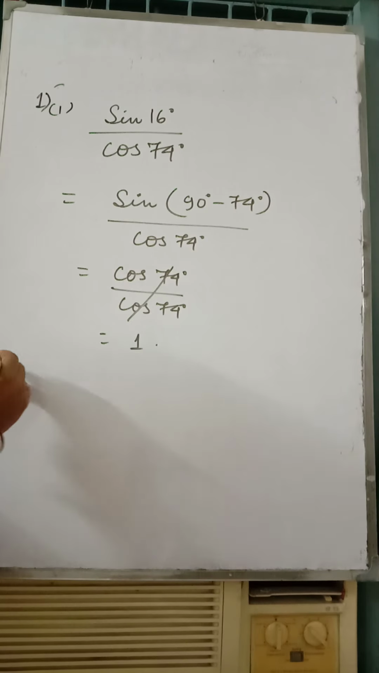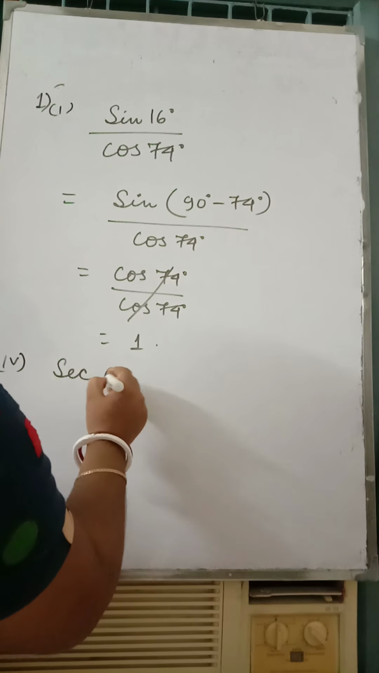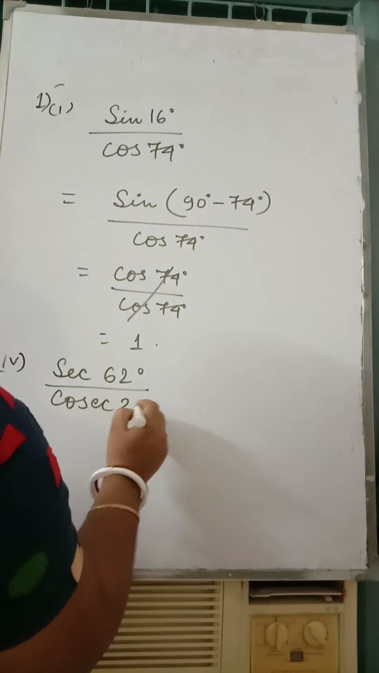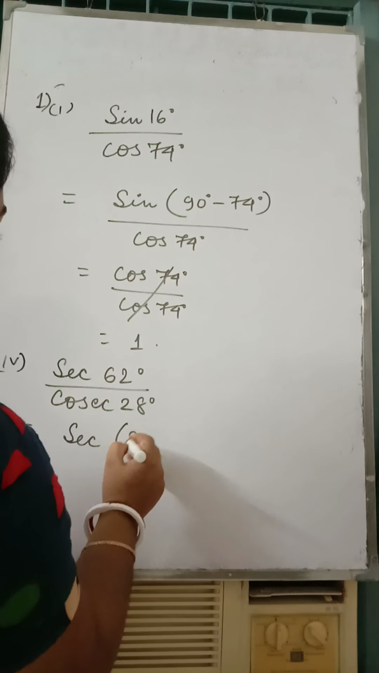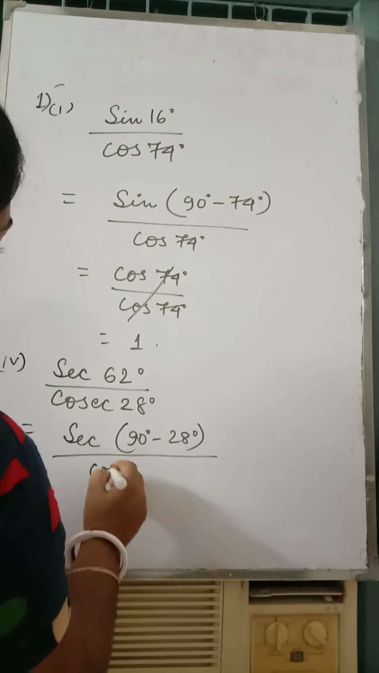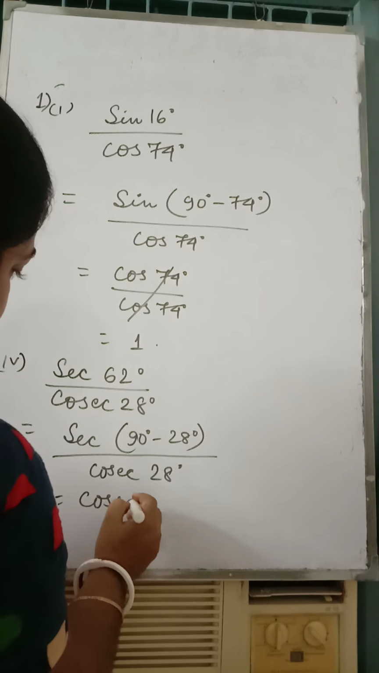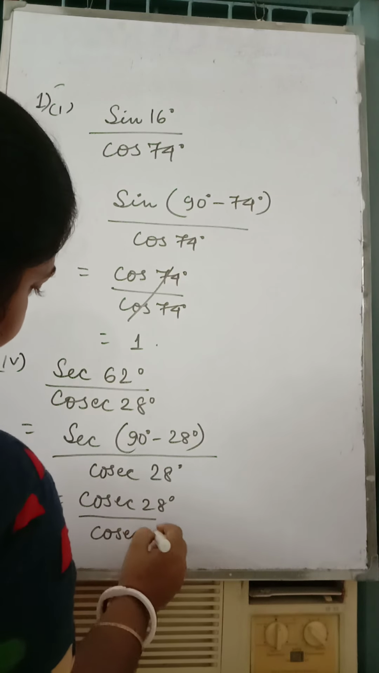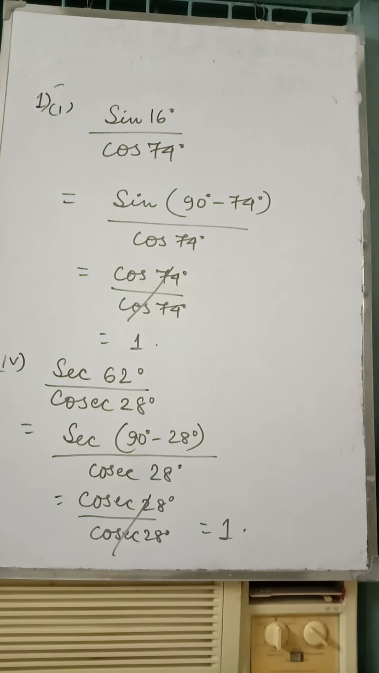Let us see some more from this. See question number 4. Sec 62 degree by cosec 28 degree. Now we can write it as sec 90 degree minus 28 degree by cosec 28 degree, or cosec 28 degree by cosec 28 degree is equal to 1. Is it?